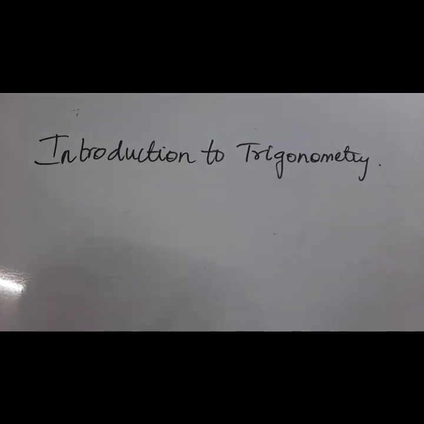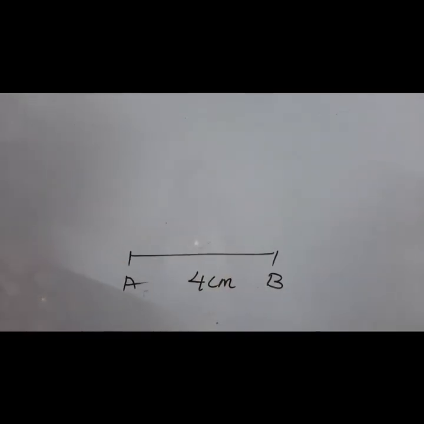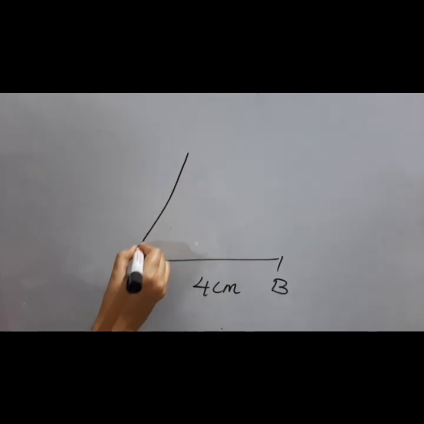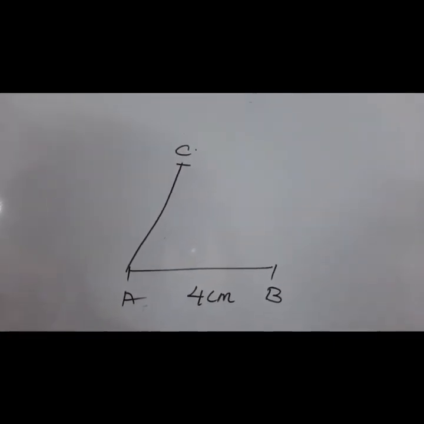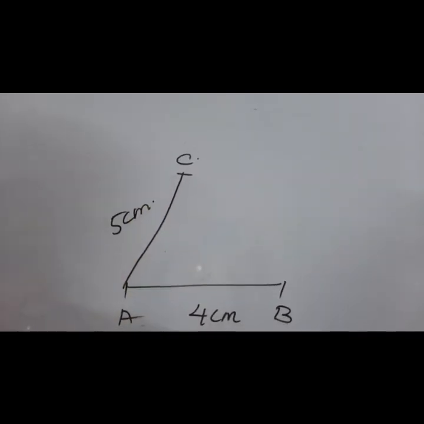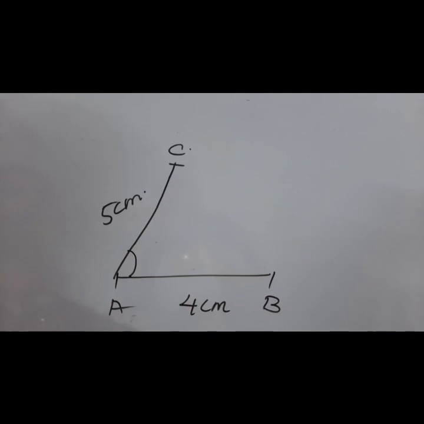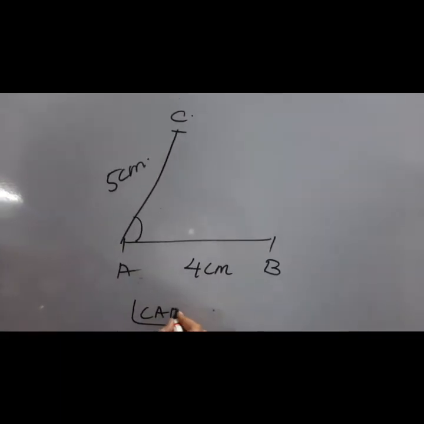Consider a line segment AB of measurement 4 cm. Now I am going to draw one more line segment AC, which is inclined on AB, and the measure of AC is 5 cm. Now can you tell me what is the value of the angle CAB?